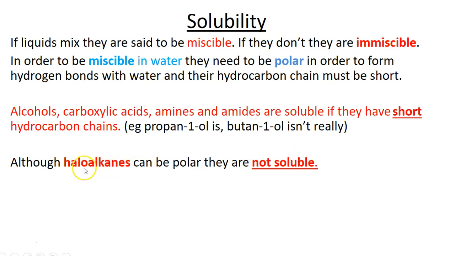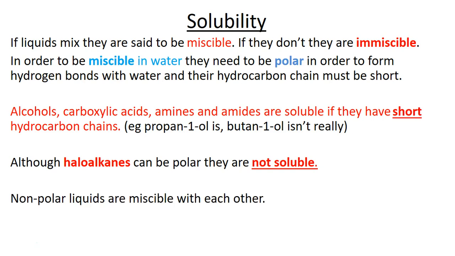Although haloalkanes, so chlorine, fluorine, bromine, iodine attached to a hydrocarbon, can be polar, they're not soluble. So those halogens aren't slightly negative enough to make the water molecule be attracted to them. So even though you classify them as polar, they're not polar enough. So there's degrees of polarity. Non-polar liquids are miscible with each other. So different sorts of oils you can mix together.